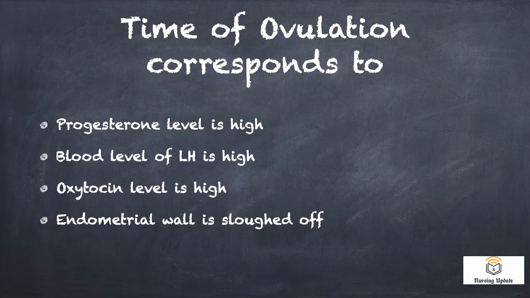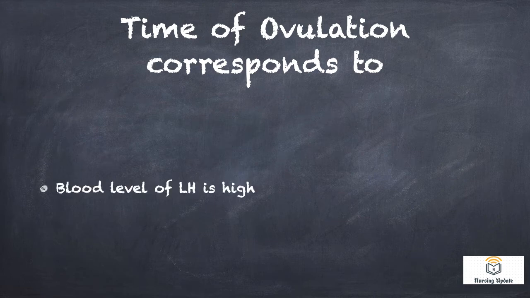So you should know the basics of the menstrual cycle. If you know the basics of the menstrual cycle, this is the easiest question. The menstrual cycle is one of the most important topics as far as MCQs are concerned, and if you get a thorough knowledge of the menstrual cycle, you can answer any of the questions related to obstetrics and gynecology. So in this question, time of ovulation corresponds to a high blood level of luteinizing hormone.